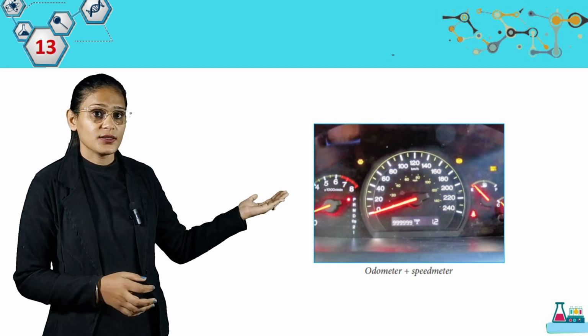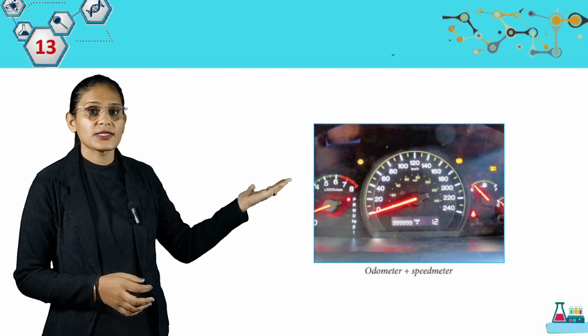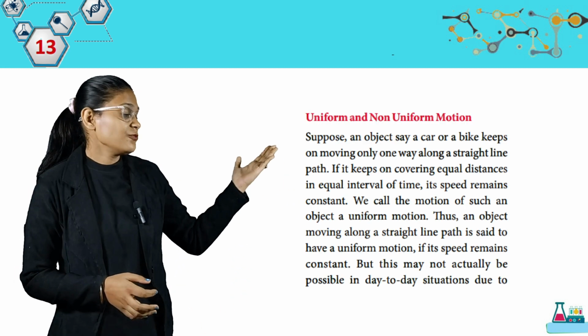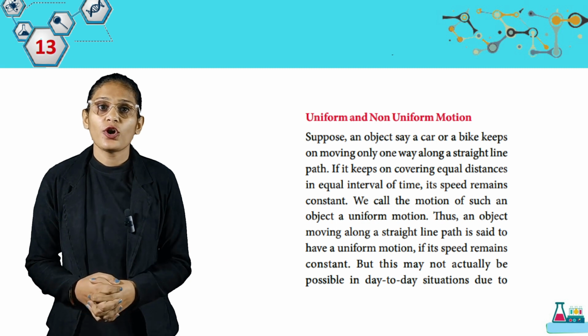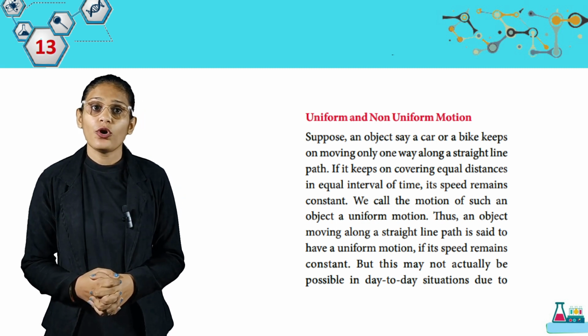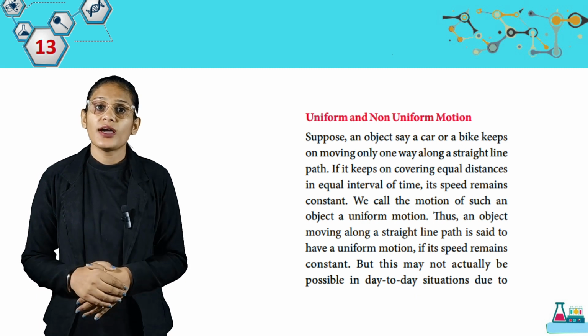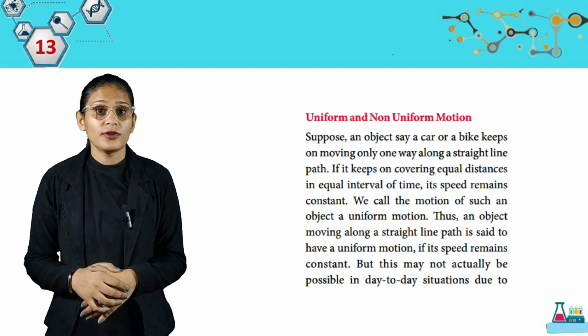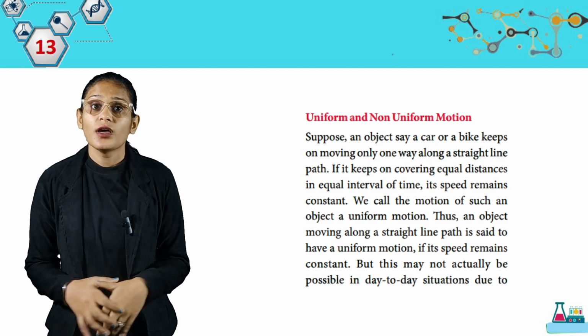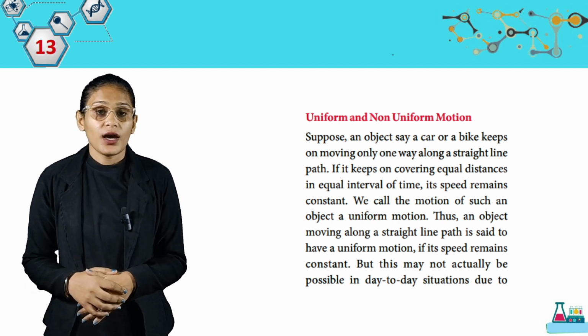Look here, it is the picture of an odometer plus a speedometer. Now we have uniform and non-uniform motion. Suppose an object, say a car or a bike, keeps on moving only one way along a straight line path. If it keeps on covering equal distances in equal intervals of time, its speed remains constant. We call the motion of such an object a uniform motion.